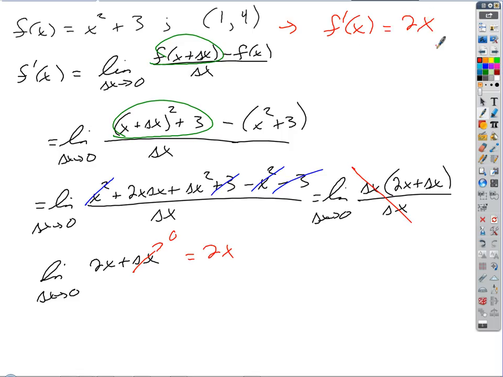So now, what's the slope of the function at x equals 1? It's f prime of 1, which is 2. What's the slope of the function when x equals 100? 200. We got it anywhere. Look at that. That's way better than what we did on the calculator. We just picked one point, but now we've got a function that calculates the slope of the curve anywhere.